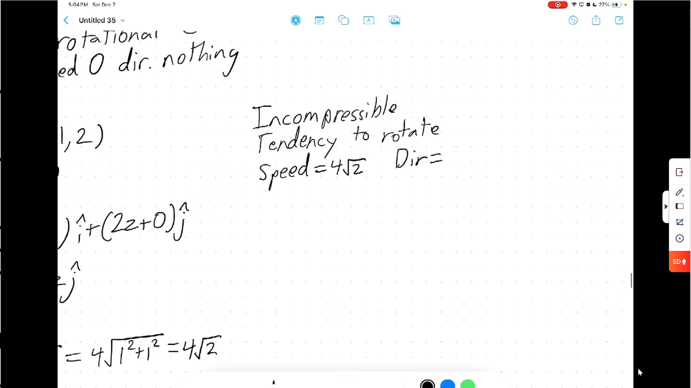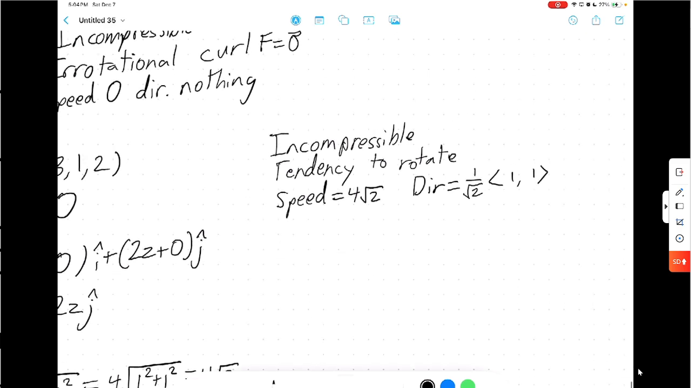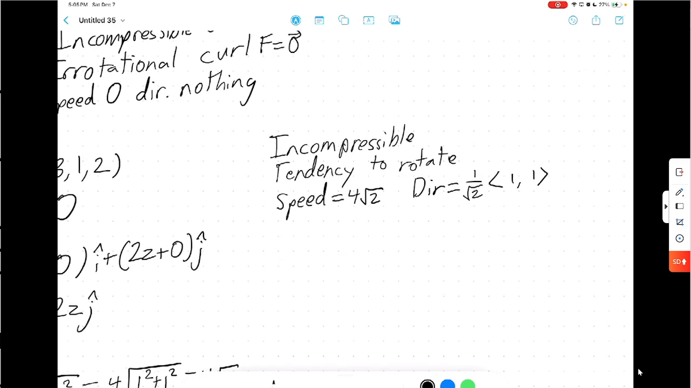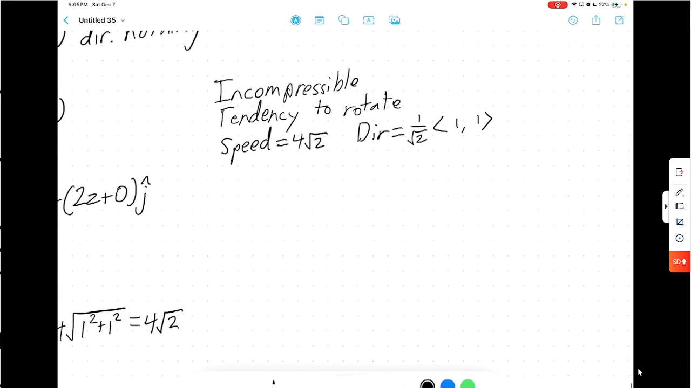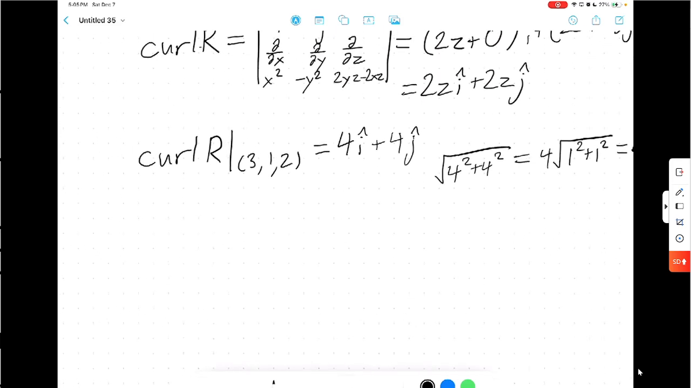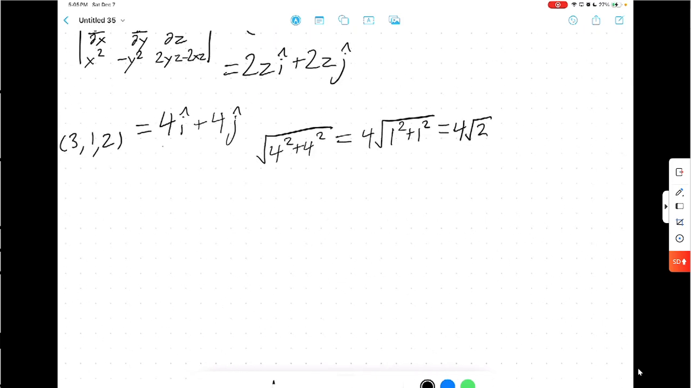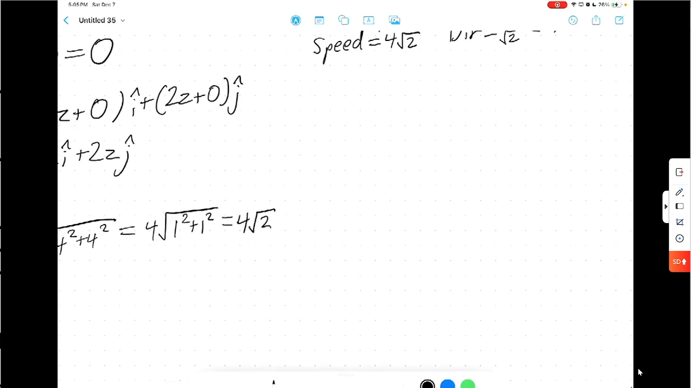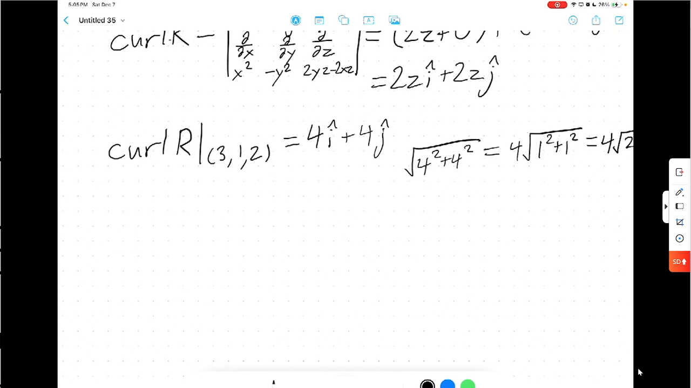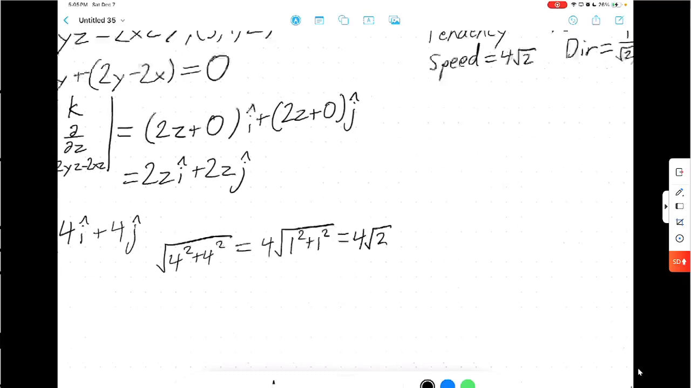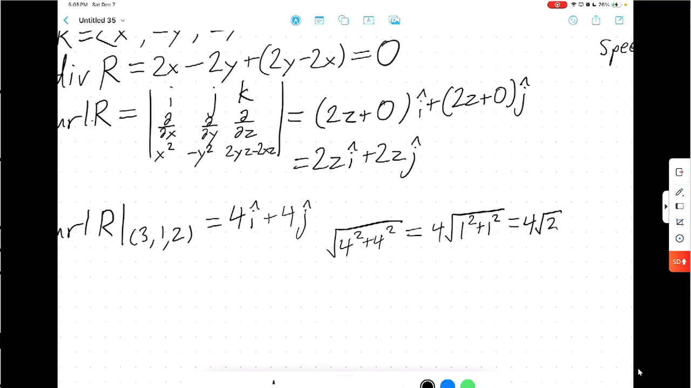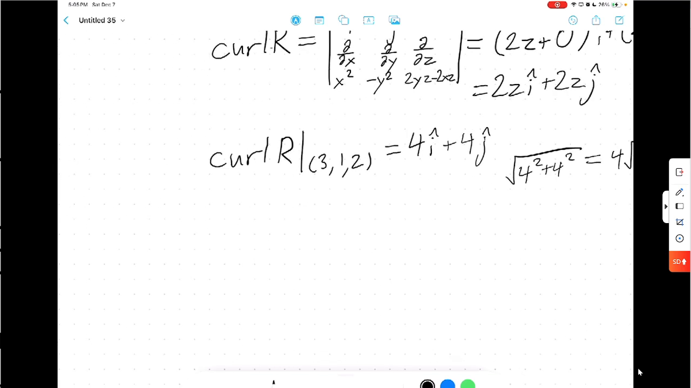And direction is equal to 1 over root 2 times i plus j. Where did the direction come from? It came from the curl. It's essentially, if you make the curl a unit vector, that's the direction of the rotation. Okay. Awesome. Any more questions?